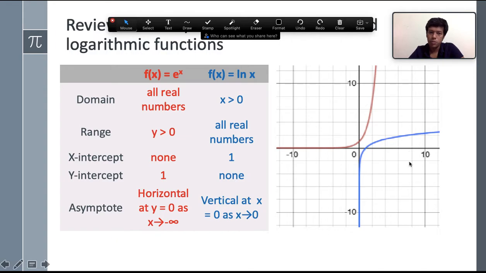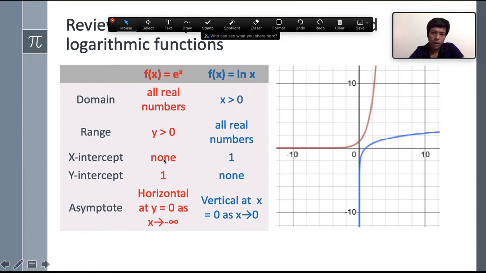Okay, so see this here, domain of e to the power x, all real numbers. This has become the range of ln x. The domain of exponential has become the range of logarithm. The range of exponential has become the domain of logarithm. Okay, this is how it changed.